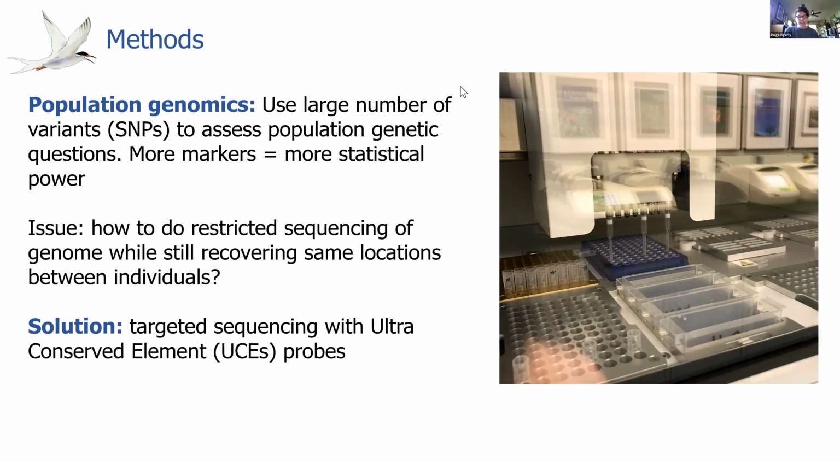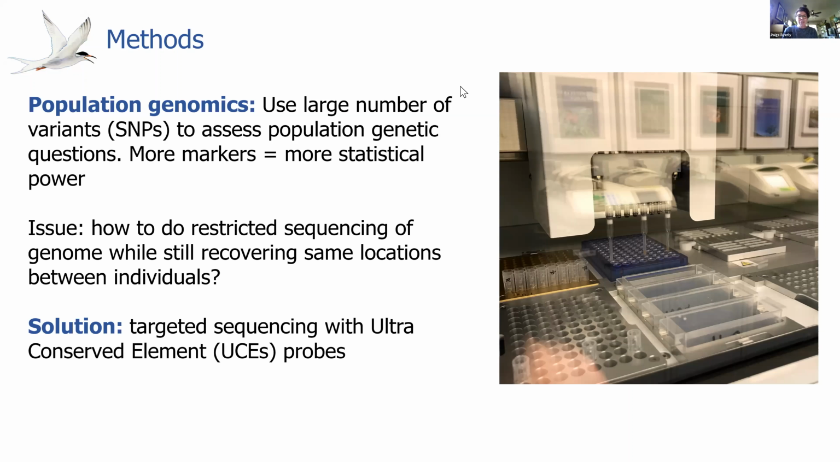And so there's a lot of ways of restricting sequencing while also accessing or recovering the same variant sites. And we've opted to use targeted sequencing with ultra-conserved elements. These are essentially stretches in the genome that are highly conserved. So we can use a synthetic probe to go into the genome, recover this highly conserved site, and return it for us. And then hopefully piggybacking along with this conserved site will be a variant site that we can use to answer population genetic questions.